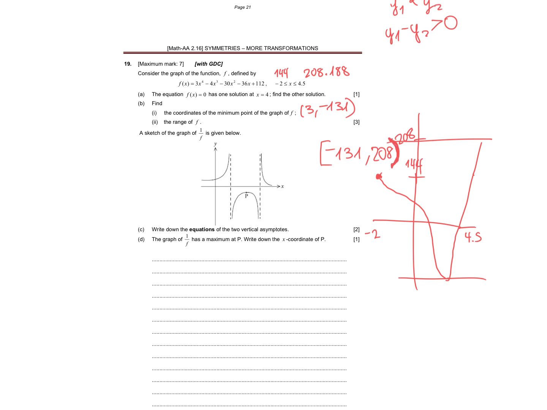All right. A sketch of the graph of 1 over f is given below. Write down the two equations for the vertical asymptotes. So remember, the roots are going to be the vertical asymptotes. So for C, we're going to have x equals 1.43 and x equals 4.5. Those are the vertical asymptotes, not 4.5, 4.